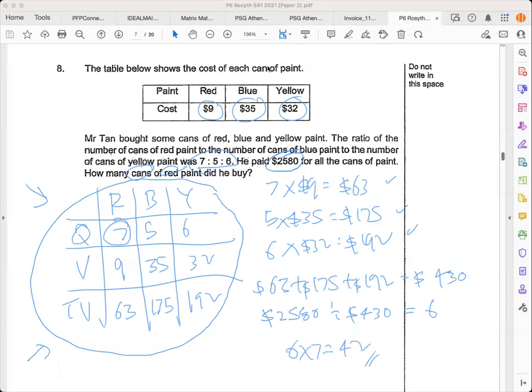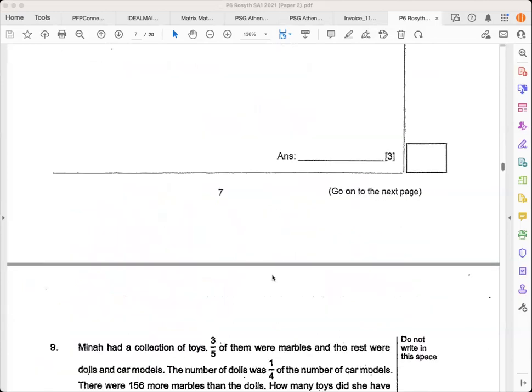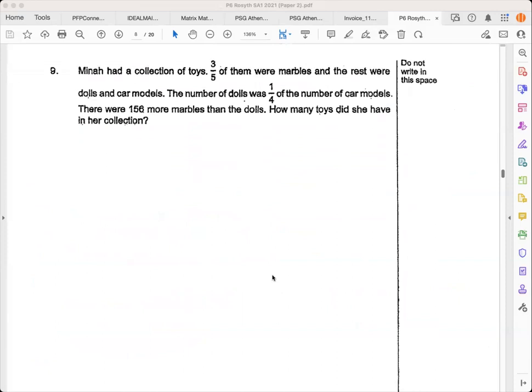Let's continue with question 9. So Mina had a collection of toys. 3/5 of them were marbles, and the rest were dolls and car models. Therefore, 2/5 has to be dolls and car models. So 3/5 must be marbles, 2/5 must be dolls and car models.